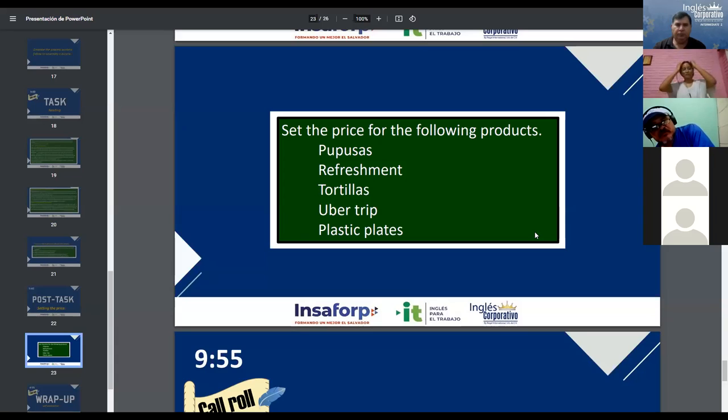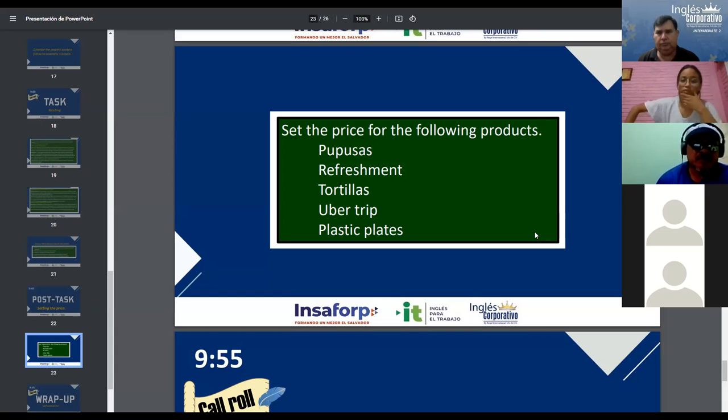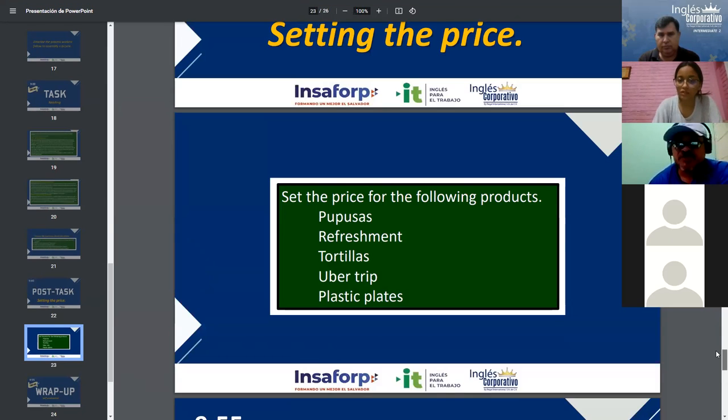For the following product, I'm going to share my screen. Set the price for the following product: pupusas. Yeah, for the different ingredients. For example, maybe the beans or cheese is cheap.